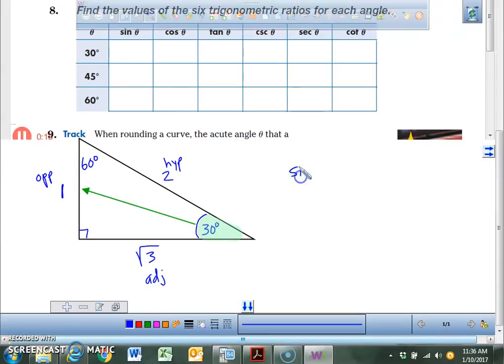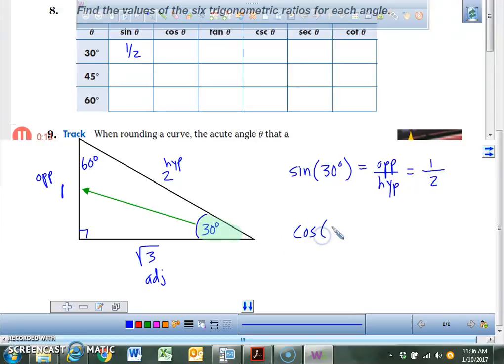So if I wanted to find the sine of 30 degrees, that's the relationship of my opposite side in relationship to the hypotenuse. Well, what is the distance of my opposite side? 1. What's my hypotenuse? 2. So the sine of 30 degrees would simply be 1 over 2.